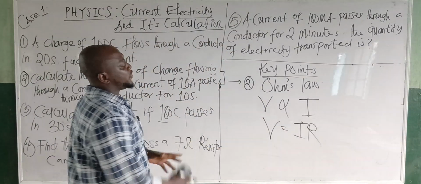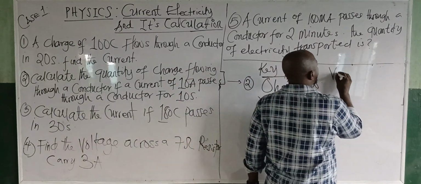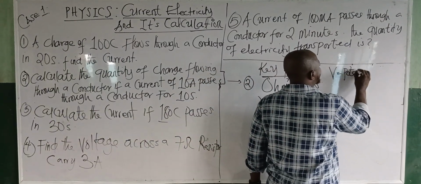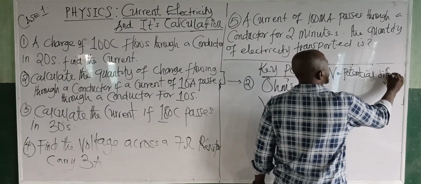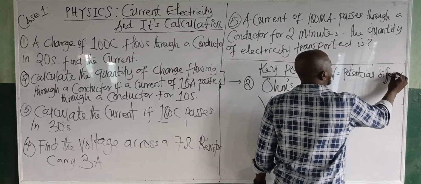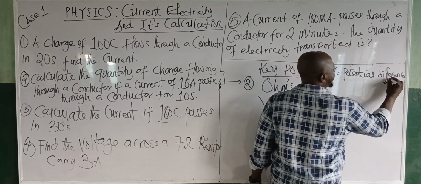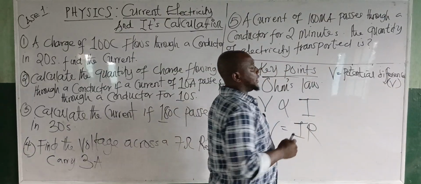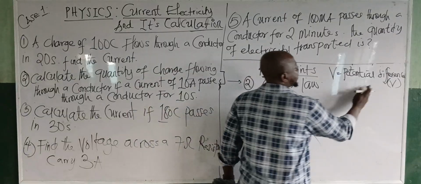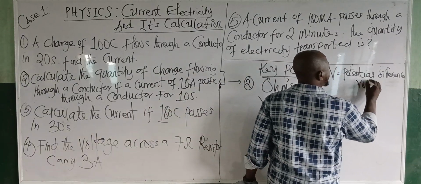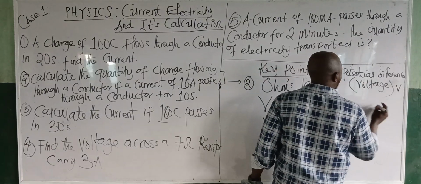From this point here, we say our V is given as our potential difference, and it's measured in, please, the unit here is still voltage. That's why I wrote V. The unit is measured in voltage, so you just put V.